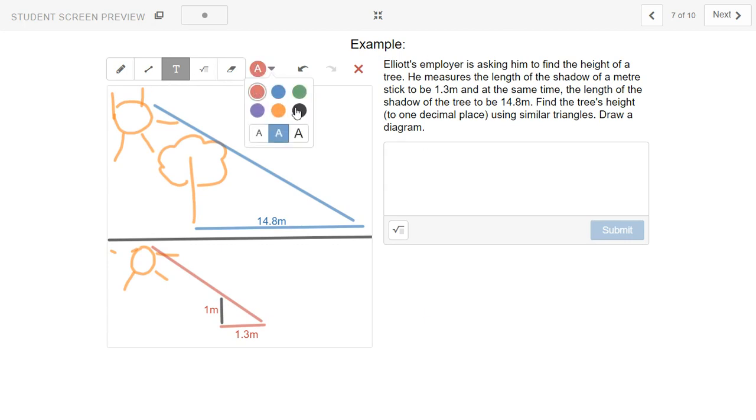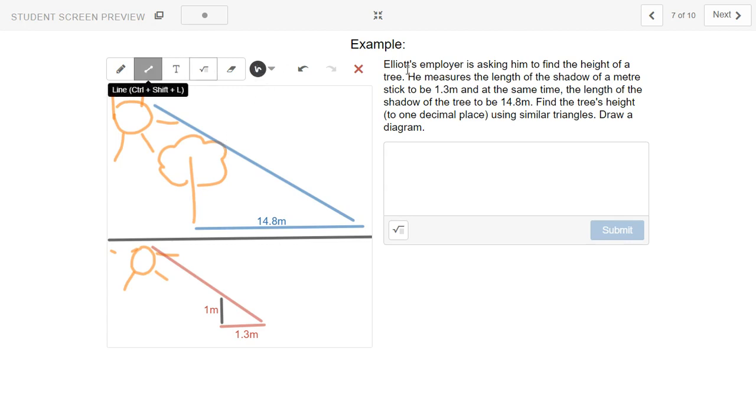A couple of things I need to show. If Elliot wants to use similar triangles, he needs to show that there is one angle and two sides that are the same, or he has to show that three sides are in proportion to each other, or he has to show that three angles are equal. I think here, because we only have two sides and this one only has one, we're probably going to aim to use the angle, angle, angle.